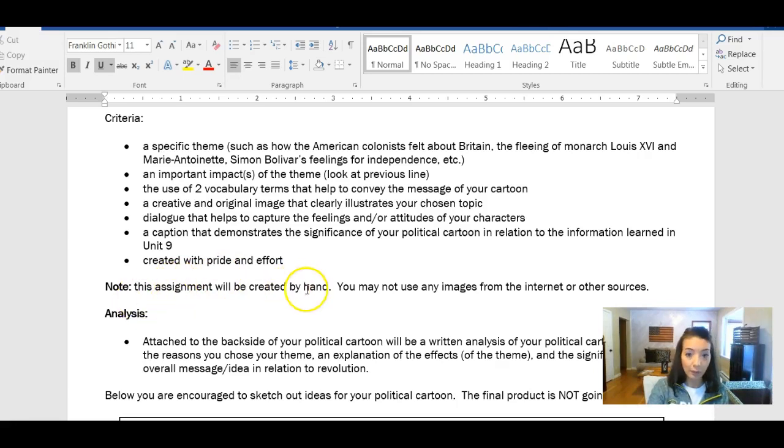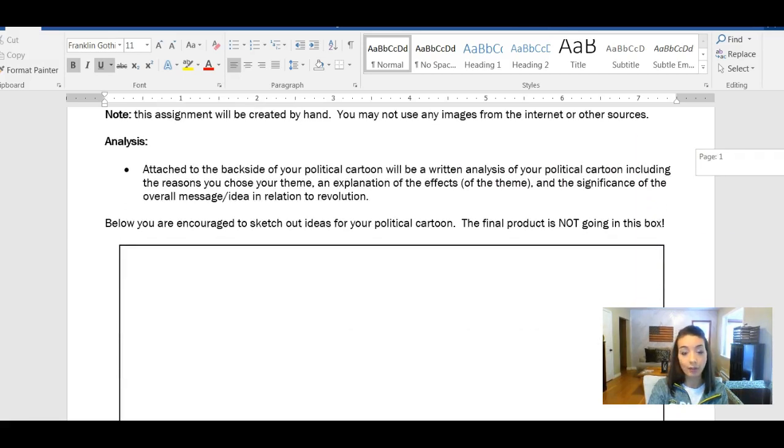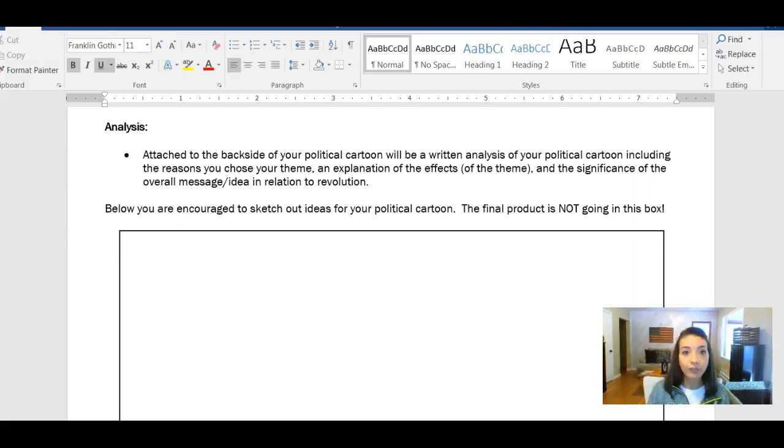So note, this assignment will be created by hand. You may not use any images from the internet or other sources. Okay, now after you create your cartoon, I do want a writing piece to go along with it. It says attached to the back side or with your cartoon, you're going to write a written analysis of your cartoon, including the reasons why you chose your theme, the explanation of the effects, so that's that second bullet, the impact on history of your theme, and then the significance of the overall message in relation to revolution.